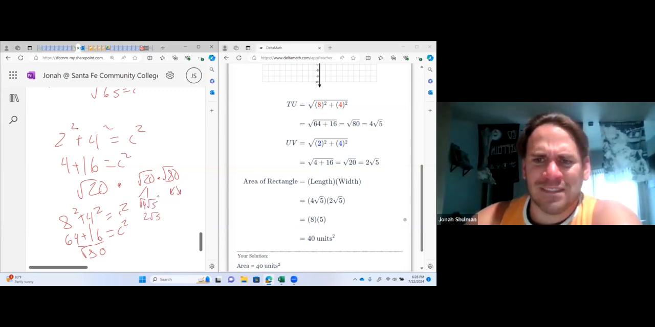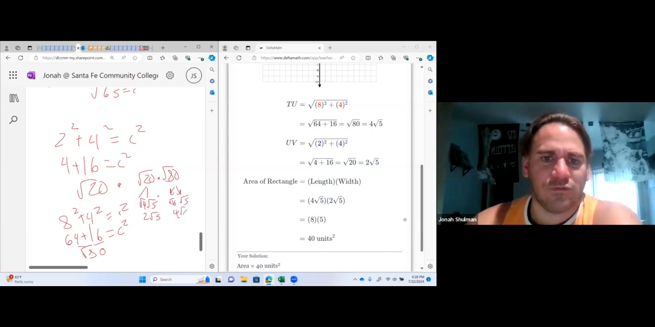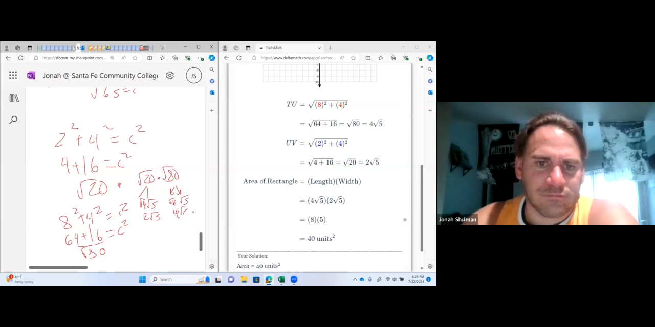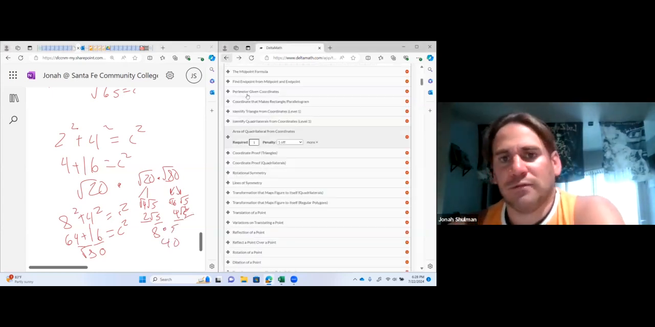This is, what is that, 16, right? Yeah, this is square root of 16 times square root of 5. So this is 4 root 5. 2 times 4 is 8. 5 times 5 is 25. It's 8 times 4, which is 40. Yeah, their way was better. Not going to lie.